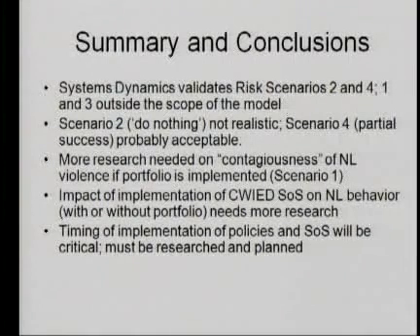So in summary, the systems dynamics model validates the risk scenarios 2 and 4, with 1 and 3 being outside the scope of the model. And scenario 2, the do-nothing scenario, is probably not realistic because we're sitting here today talking about policy options. So we probably don't need to worry about scenario 2. Scenario 4, the partial success of the portfolio, may be an acceptable scenario for us. That may be the best we can do: improve things for society at large, decrease the legitimacy of their argument. We will still have a small group of hardcore Neo-Luddites to contend with.